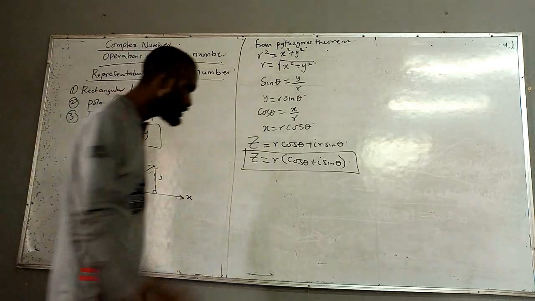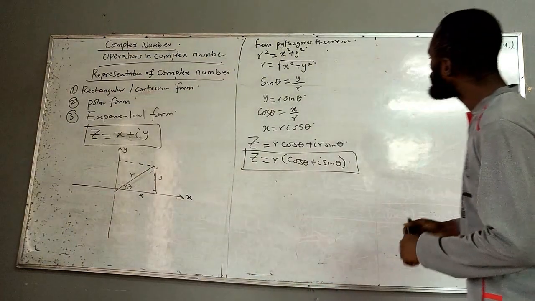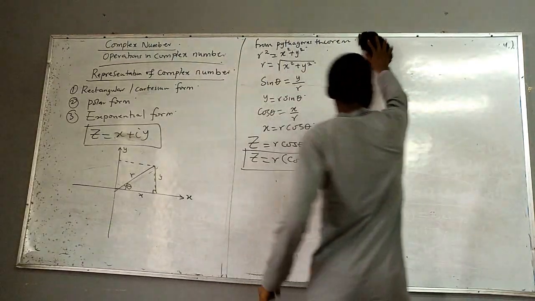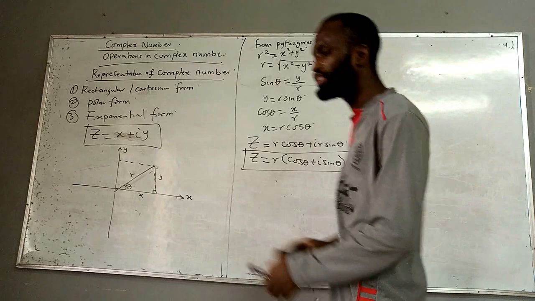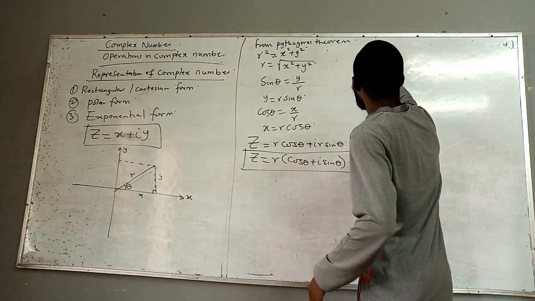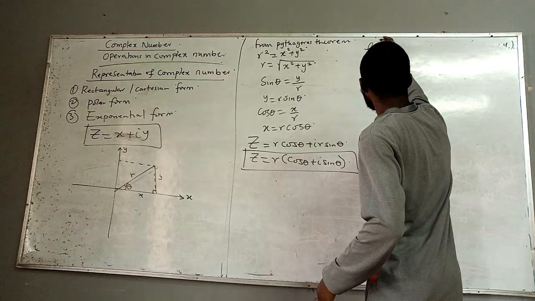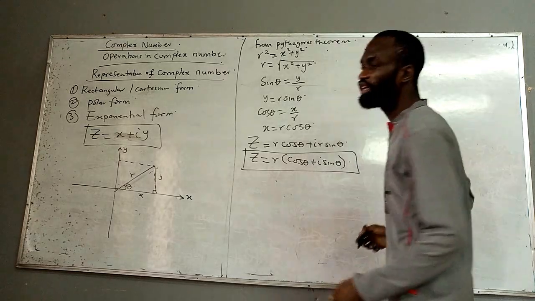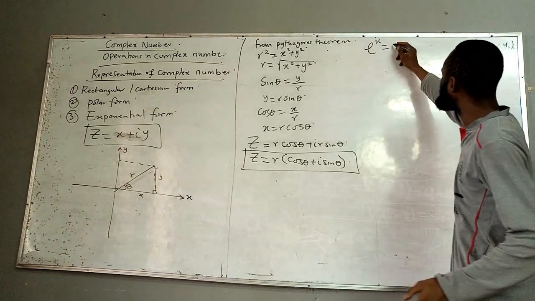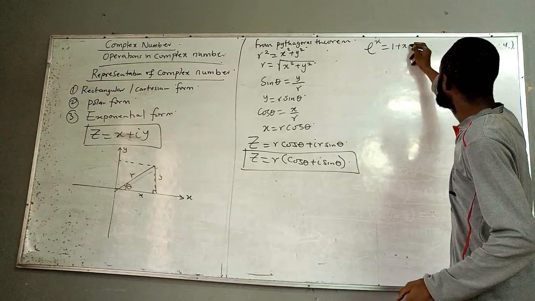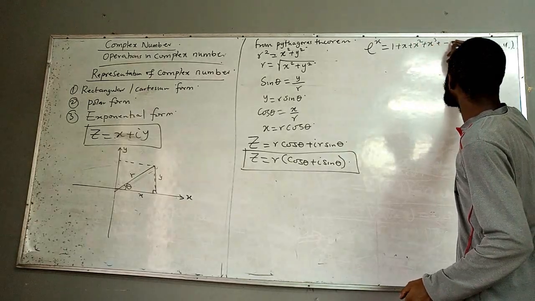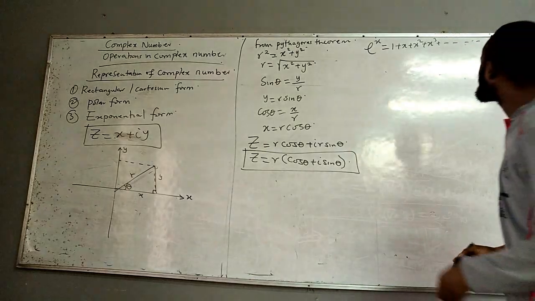Exponential form. Now, the exponential form of a complex number can be proved, but for your level I don't want to complicate things. Remember, e raised to power x is defined as 1 plus x plus x squared over 2 factorial plus x raised to power 3 over 3 factorial, and it continues like that. That is the expansion of the exponential function.